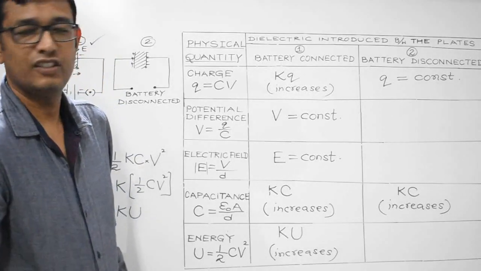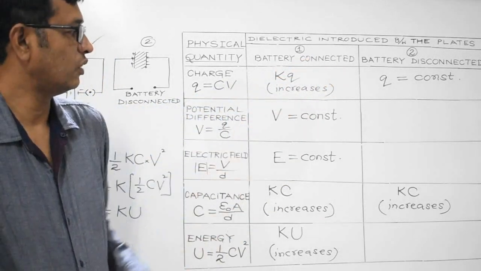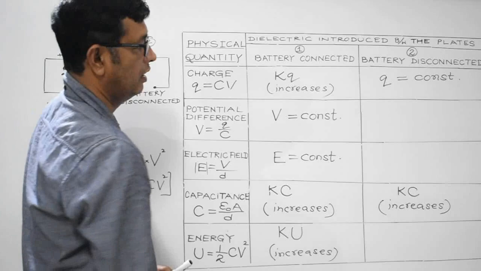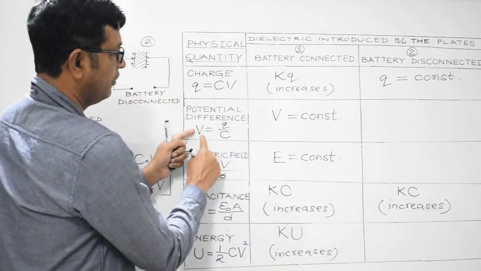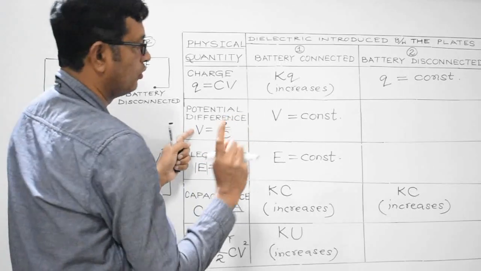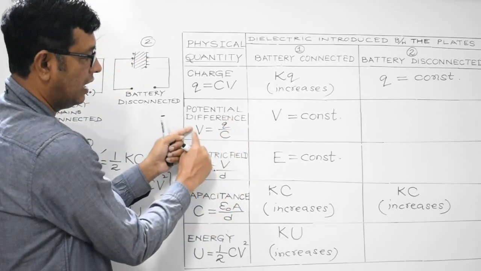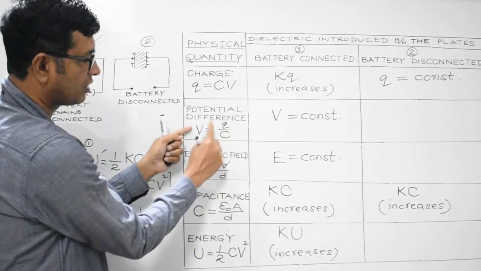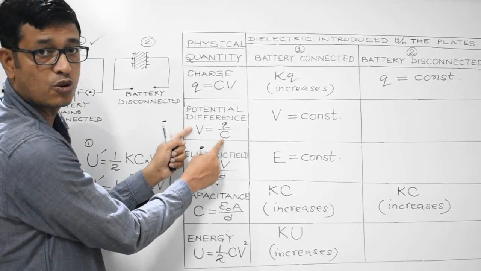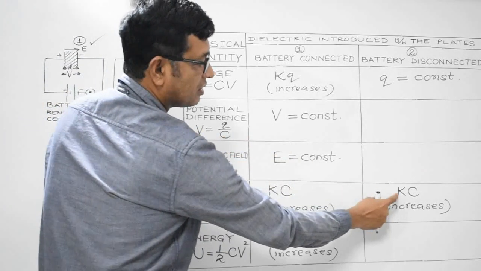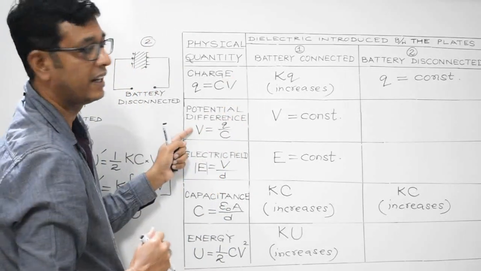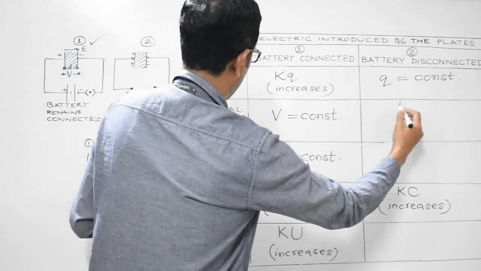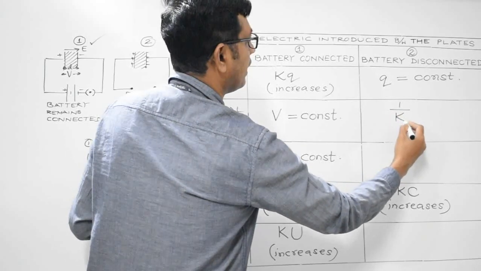Let's consider the other scenario. Let's consider this one. Now Q is constant and capacitance increases. V is equal to Q by C. Now look over here. Q is constant and potential difference is inversely proportional to the capacitance. Capacitance increases by K times means potential difference will decrease by 1 by K times. So in this case it will be 1 by K times V.